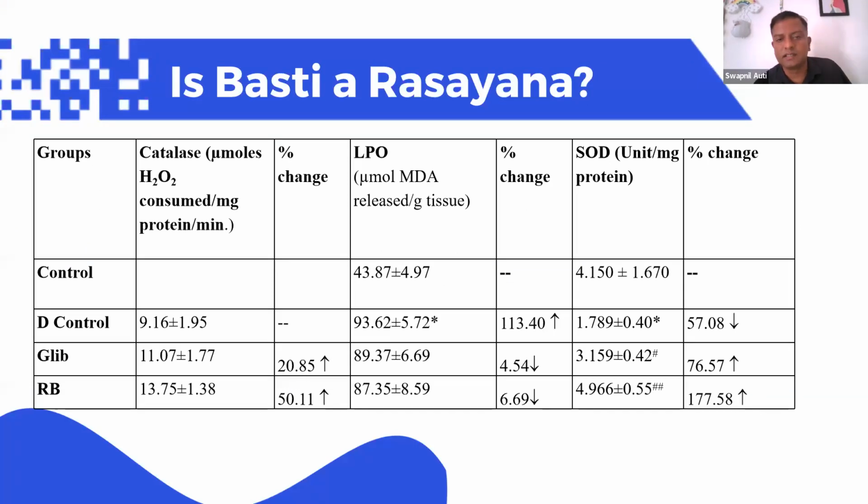Even you can see this lipid peroxidase activity getting reduced, superoxide dismutase activity getting increased. So all these are the effect of your Basti having antioxidant effect, the rasayana effect of the Basti.